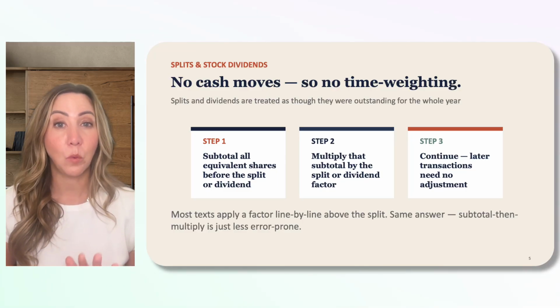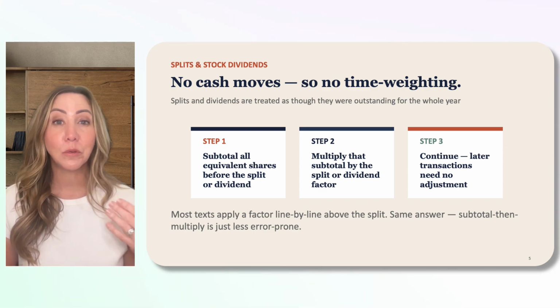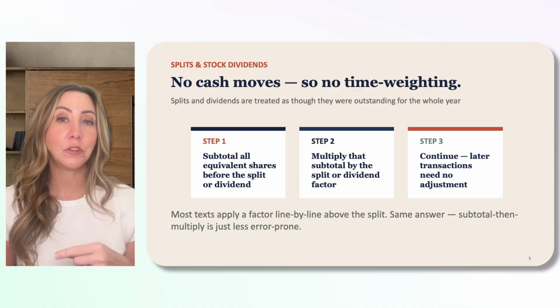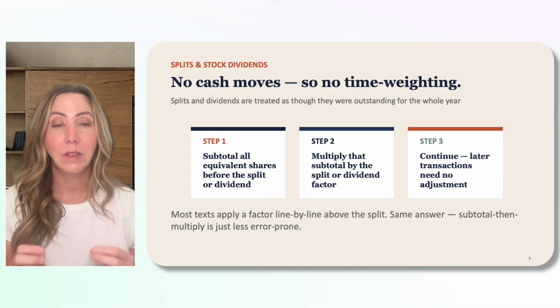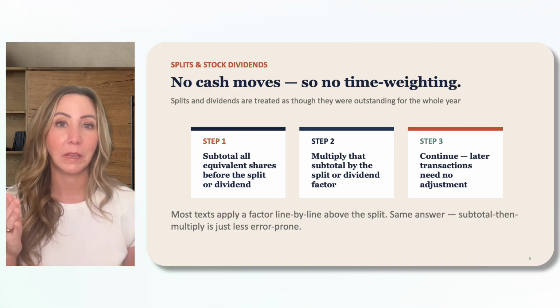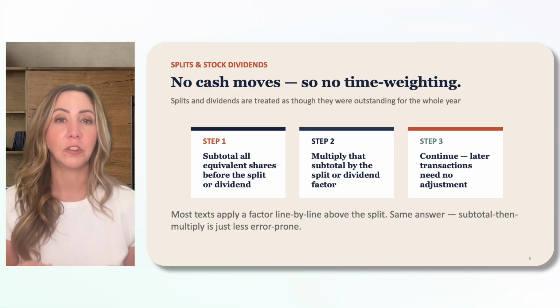First, understand why they're different from a real share issuance. When a company issues shares for cash, new capital comes in. There's a real economic event. But in a 2-for-1 split or a 15% stock dividend, no money changes hands at all. The pie is unchanged. It's simply cut into more slices. So we don't time weight a split like an issuance.